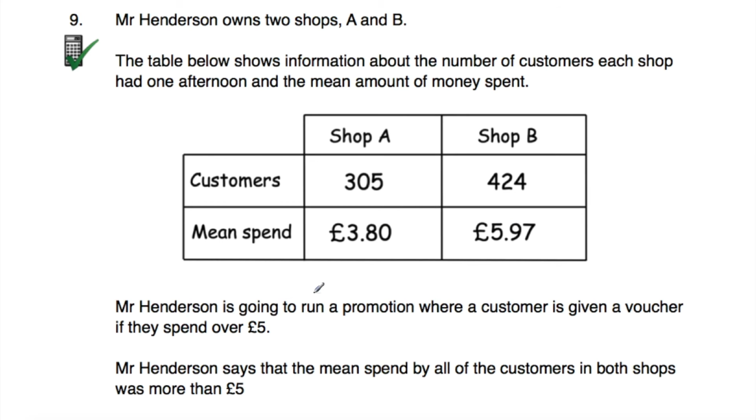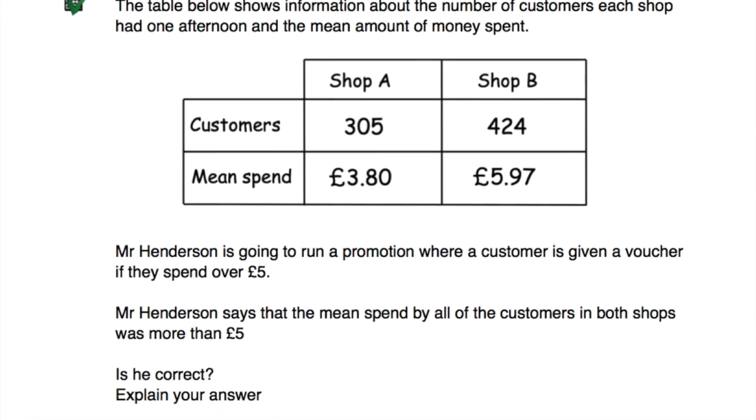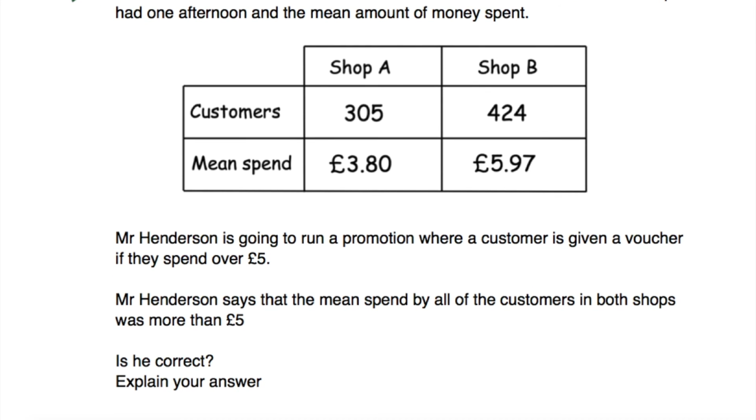And Mr. Henderson is going to run a promotion where the customers are given a voucher if they spend over £5. And Mr. Henderson says that the mean spend by all the customers in both shops was more than £5. And the question says, is he correct? Explain your answer. So what he wants to work out really is the combined mean. He wants to work out for all the customers, so the total number of customers, how much did they spend? What was their mean spend?